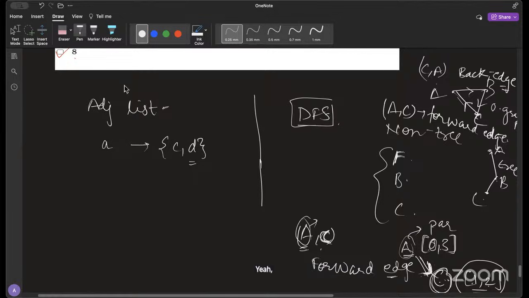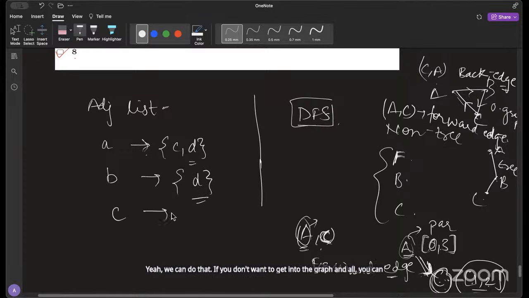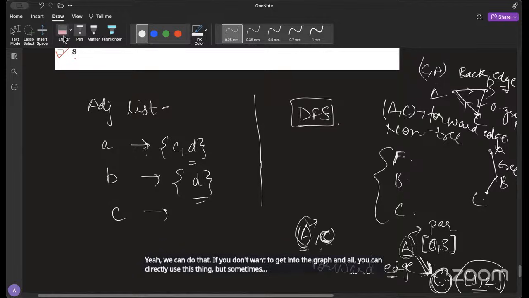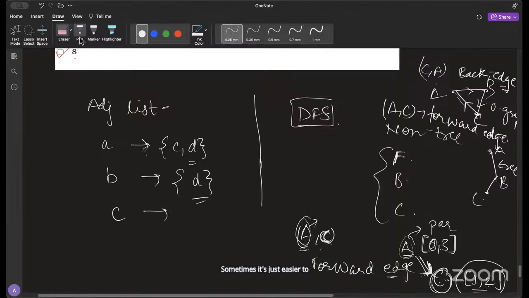Is there any easy way to identify that with the list? Yeah, we can do that. If you don't want to get into the graph and all, you can directly use this thing. But sometimes it's just easier to draw the graph and then see things from there.